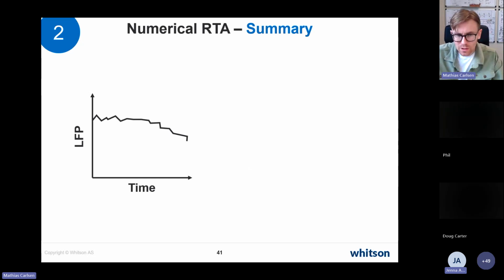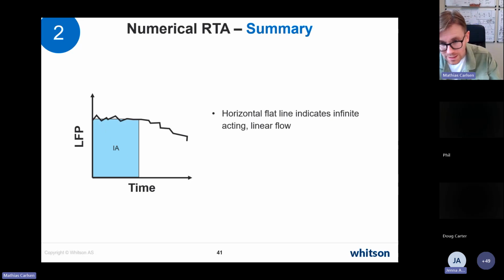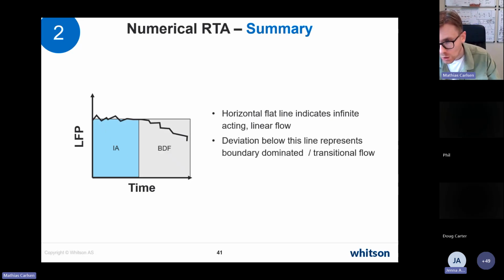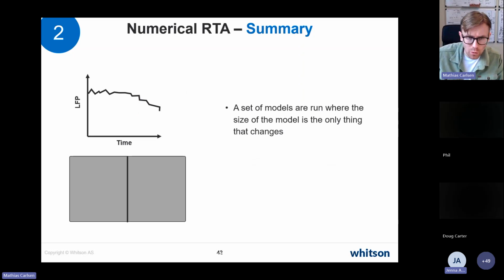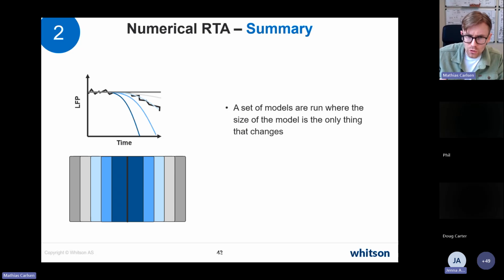So what the numerical RTA gives us, this diagnostic plot, we'll talk about that in the software a little bit later, is that it teases out for us a so-called LFP versus time plot, where a flat horizontal line indicates infinite acting linear flow. Deviation below this line represents boundary dominated or transitional flow, and the magnitude of the flat line itself indicates the LFP. And this right here will be, quote unquote, the time to end of linear flow. The second thing that it does is that you run at the same time a wide range of numerical models. The only difference between those numerical models is the size of the tank. You're choosing not only the LFP, but you're also choosing the tank size that's closest to your observed data.